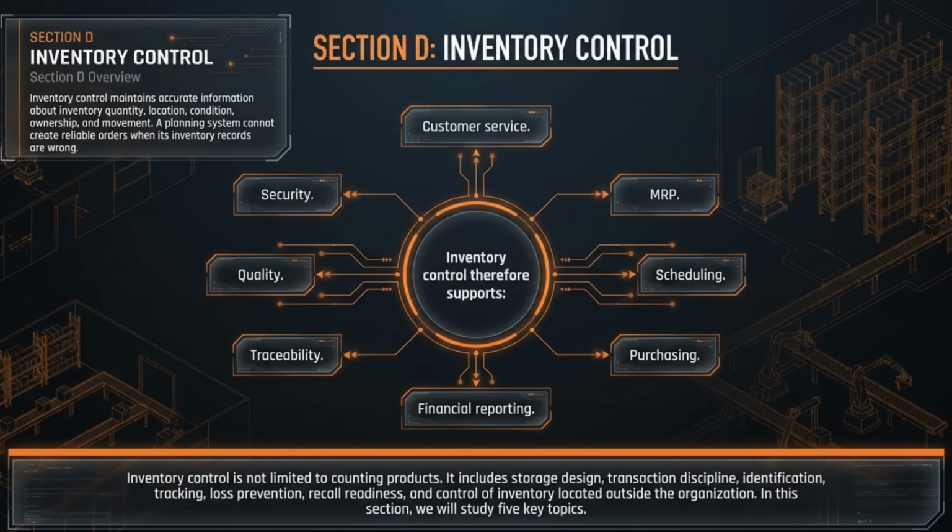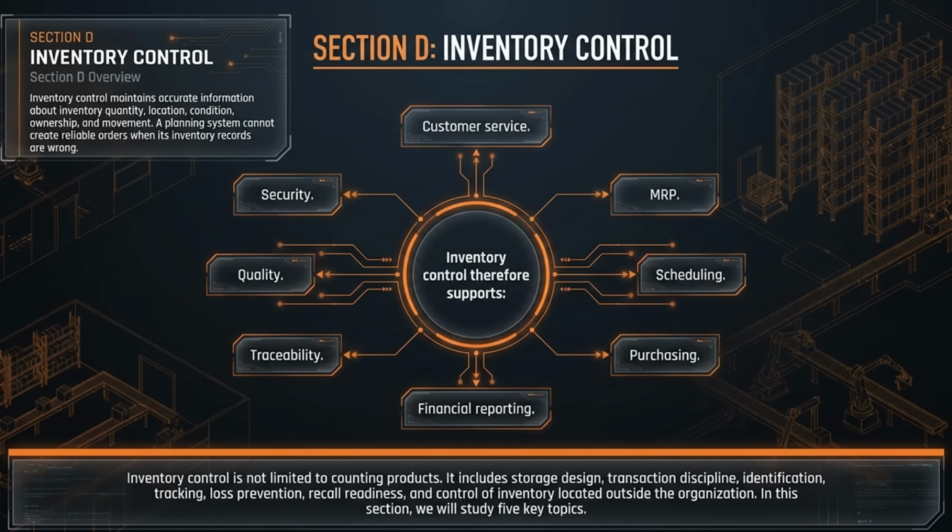Section D. Inventory Control. Overview. Inventory control maintains accurate information about inventory quantity, location, condition, ownership, and movement. A planning system cannot create reliable orders when its inventory records are wrong. Inventory control therefore supports customer service, MRP, scheduling, purchasing, financial reporting, traceability, quality, security.